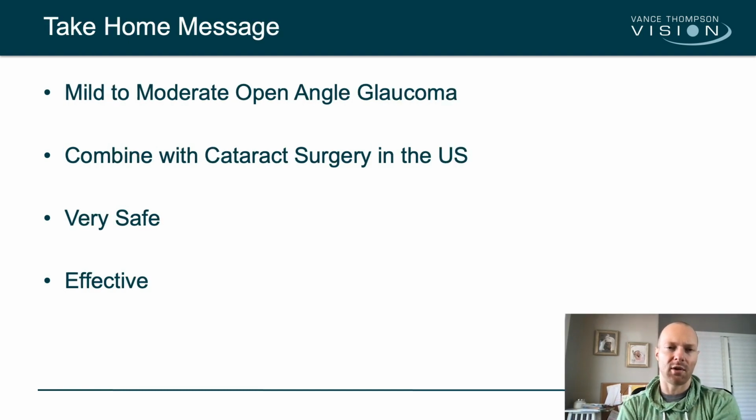To summarize, in general, the ideal patient for these stents is one with mild to moderate open-angle glaucoma, and their indication in the US is to combine it with cataract surgery, although in theory you could use it on any patient, whether phakic or pseudophakic. They have a very good safety profile, and they're quite effective in helping these patients lower their IOP and get off some of their medications.